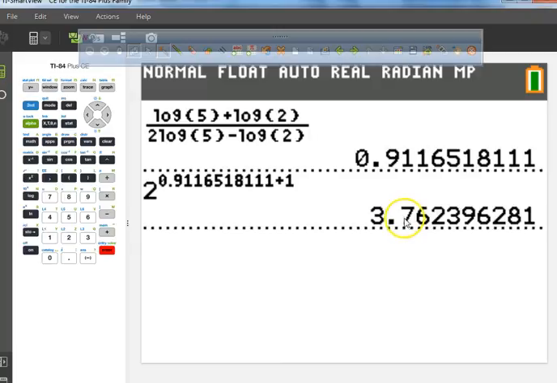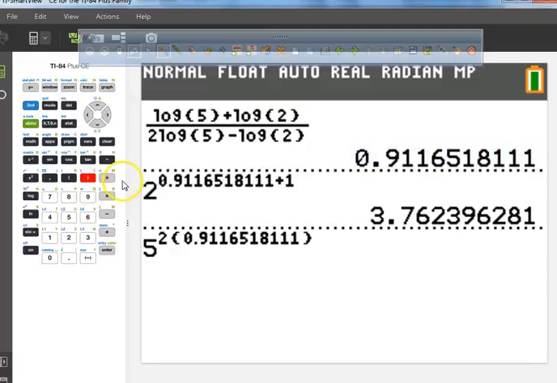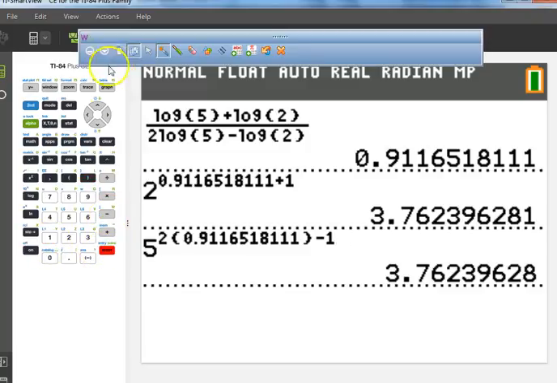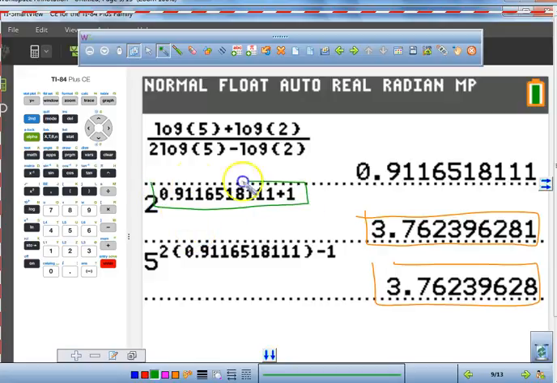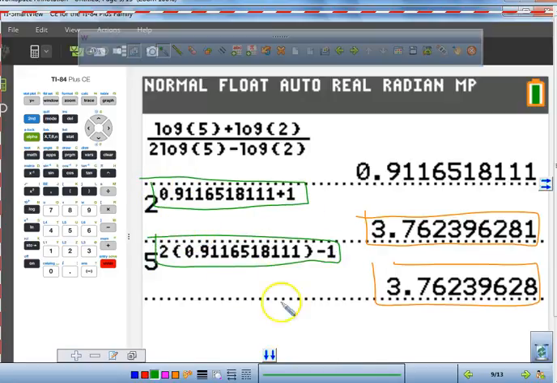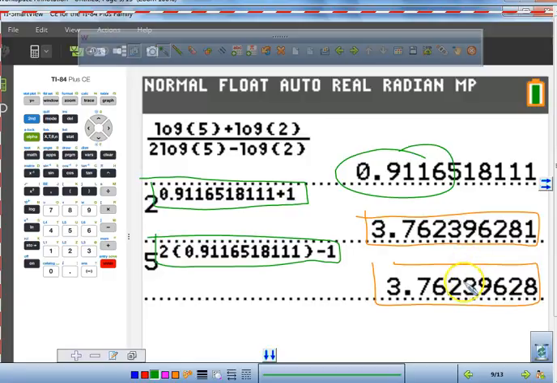It's equal to this number, right? And then the other one was 5 raised to the power of 2 times the number that we got. Close parentheses, and what do I have to do? I have to take away 1. And when you guys get the exact same answer, or when you plug in what you got for x, remember this is what we got for our variable, right? We got this right here. That lets you know that you got the right answer. Okay? We'll go back. What did we say that was? 0.9117? And they end up matching the exact same number. That lets you know you got it right.